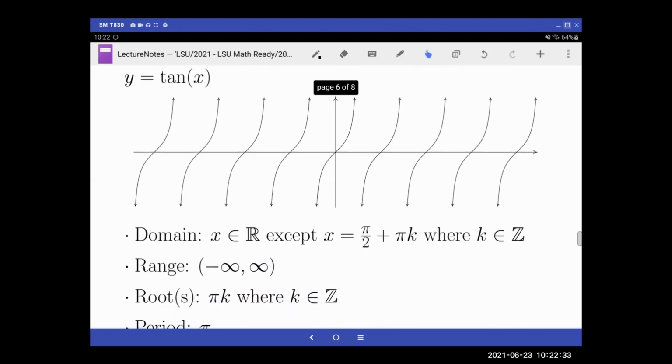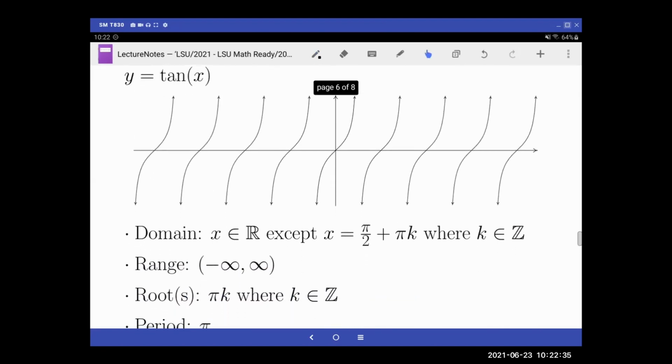Okay, so let's talk about tangent really quick. We don't have to spend a lot of time talking about tangent. But that graph looks different, right? It is periodic in the sense that it does repeat the same thing over and over again, indefinitely. You can see the period. There are vertical asymptotes.